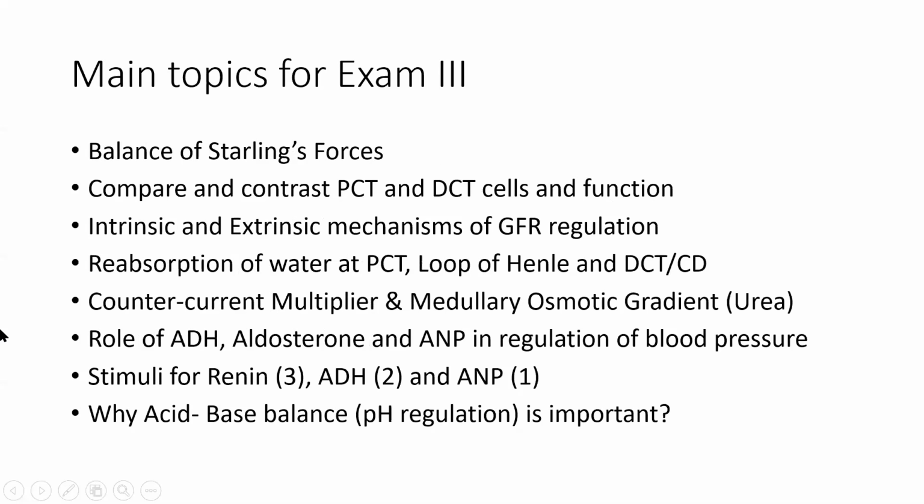And then finally, these are some of the main topics that you want to focus on for this exam. The first 3 of these are from chapter 18. So again, be able to understand and explain the balancing of the Starling's forces, be able to compare and contrast the structure of the proximal convoluted tubule and the distal convoluted tubule in terms of the way the cells look, the function, regulated versus unregulated, the types of tight junction, and so on and so forth. And then obviously the intrinsic and extrinsic mechanisms, be able to differentiate those, okay?